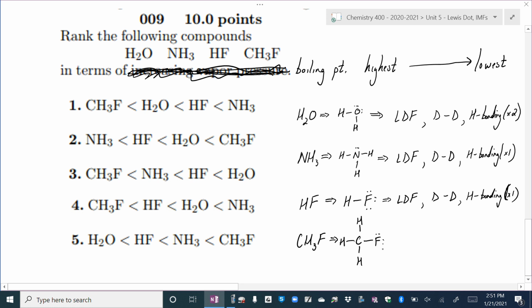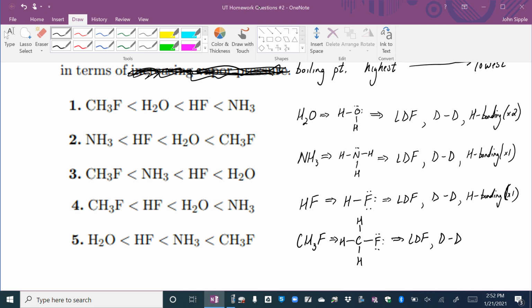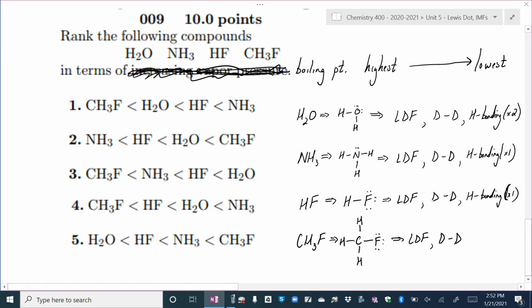And then the final molecule, CH3F, which you have seen a couple times now. This guy is a tetrahedral molecule, right? It's got LDFs. And it is not symmetrical, right? So it has dipole-dipole attraction. It has hydrogens. Are those hydrogens attached to a fluorine, oxygen, or nitrogen? No, they are not.